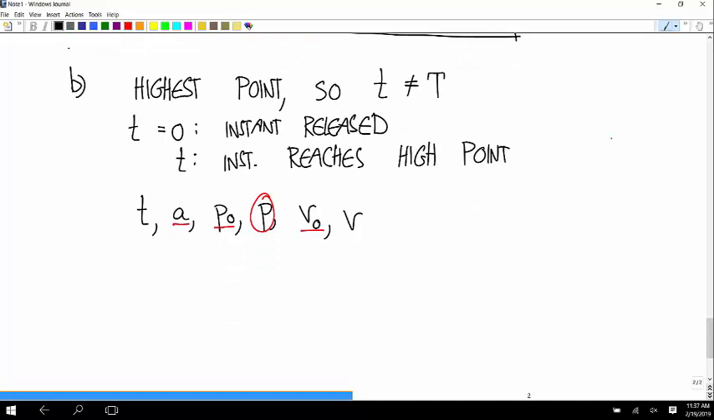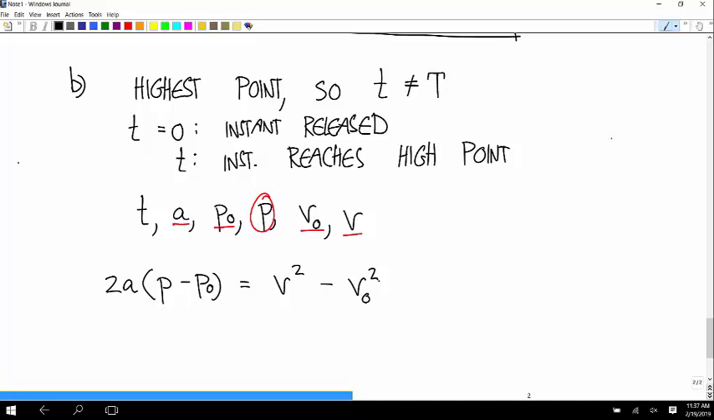So is there a variable that has P in it and everything else in it is known? Oh, I skipped one thing. Also, this is the key. This is what defines for us the highest point: V has to be equal to 0. Okay, so is there an equation that has P in it and everything else is known? The one that works is 2A times the quantity P minus P0 is equal to V squared minus V0 squared.